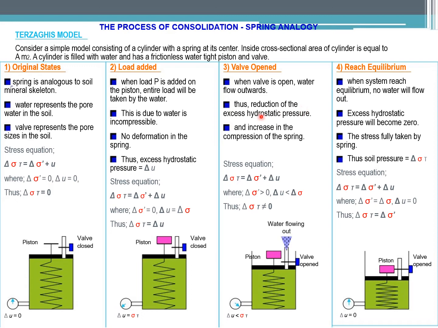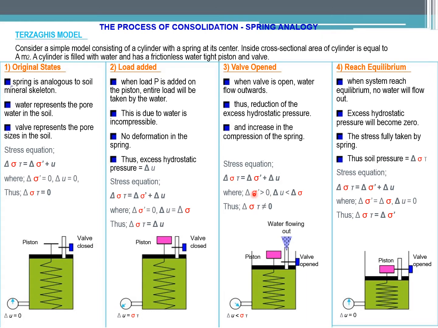This reduces the excess hydrostatic pressure and increases the compression of the spring, because we apply load and then we open the valve, so water will flow out. So look at this, the stress equation. Delta stress is equal to delta stress prime plus delta U, where delta stress prime is more than 0 and delta U is less than delta stress, thus delta stress is not equal to 0, right?